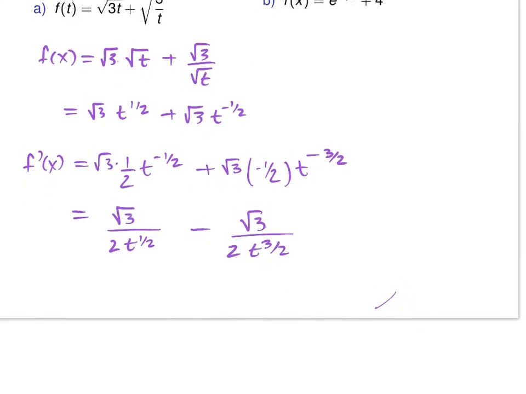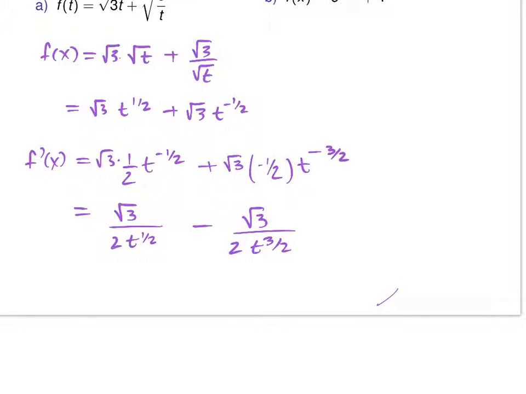And let's just get a common denominator because it is probably good practice. So both denominators have 2. If you add what number to this exponent will it make it 3/2? 1. That means if you multiply by t over t, that makes your denominators the same. So this is root 3t minus root 3 over 2t to the 3/2.